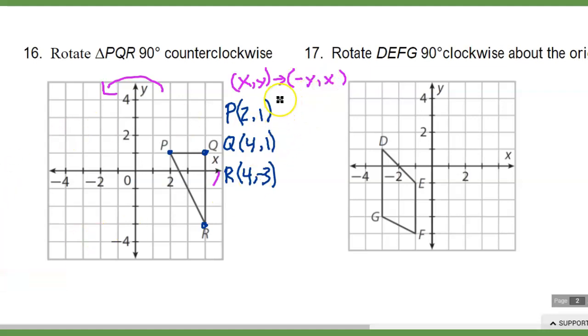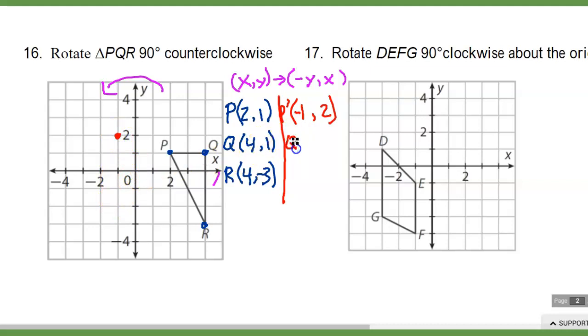So I'm going to write these out very carefully here. I'm going to transpose x and y and take the opposite of y. I'm going to go from 2 comma 1. If I transpose it, it's going to be 1 comma 2. And then take the opposite of the y, which was 1. So that will be my P prime. Negative 1 comma 2.